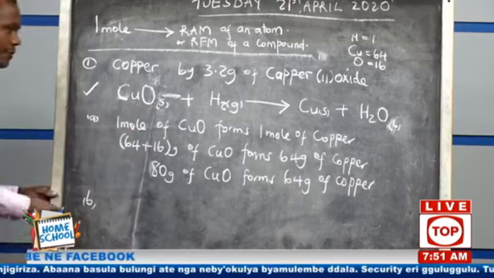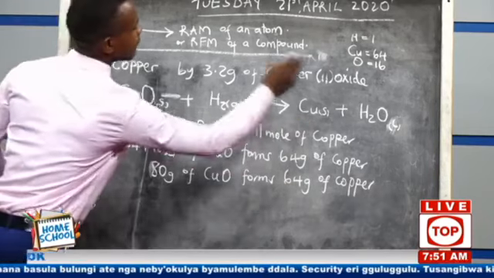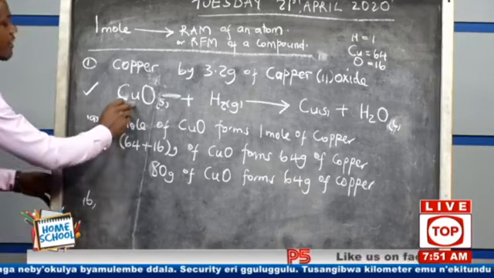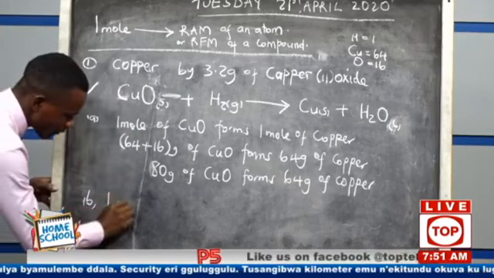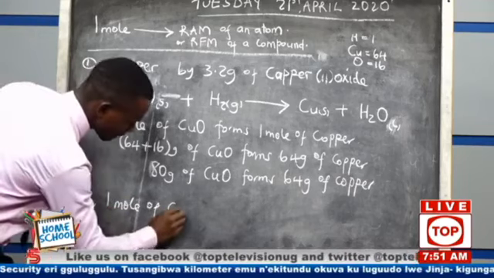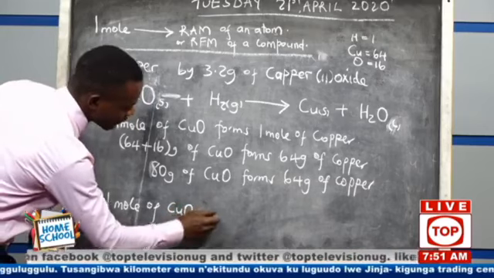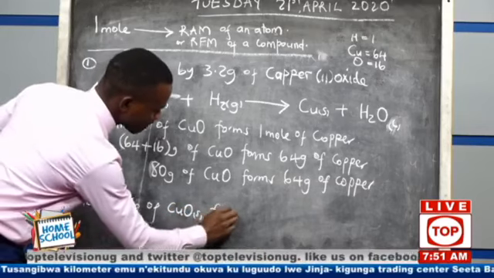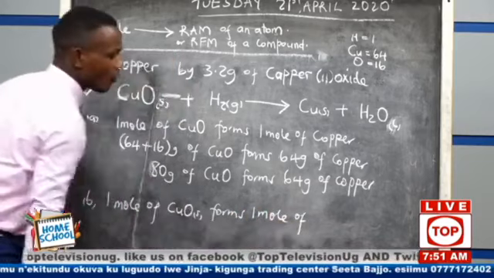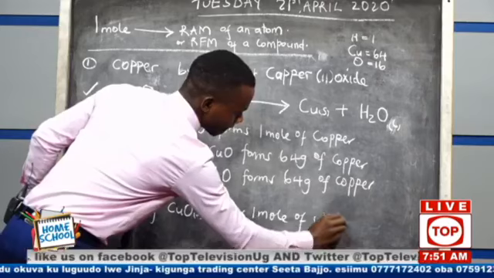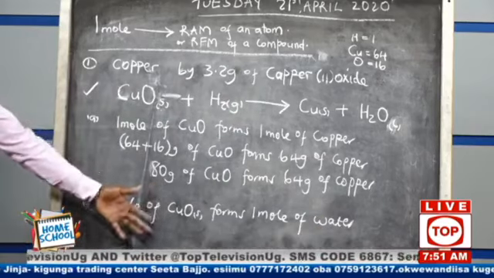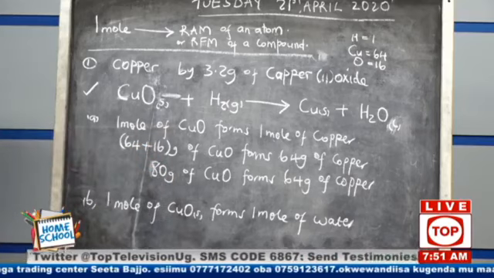Then, when you go to part B, when they are saying how many grams of water, you start again with what has been given. 1 mole of copper oxide solid forms 1 mole of water. Okay? 1 mole of copper oxide forms 1 mole of water.